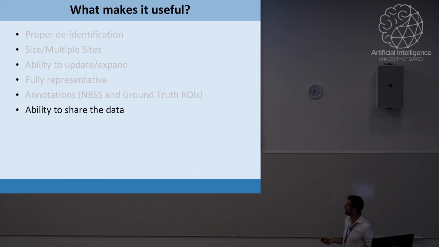So the ability to share the data really is the crux of it. If we've got all this data in the Royal Surrey, that's great that we can do some AI, but what about everybody else who wants to do AI? So we need to get the data to them somehow, but we need to do that in a secure way that complies with regulations and it complies with our ethical approval.